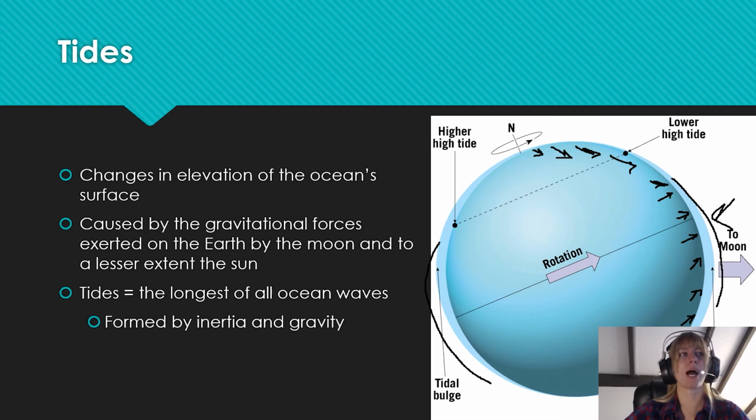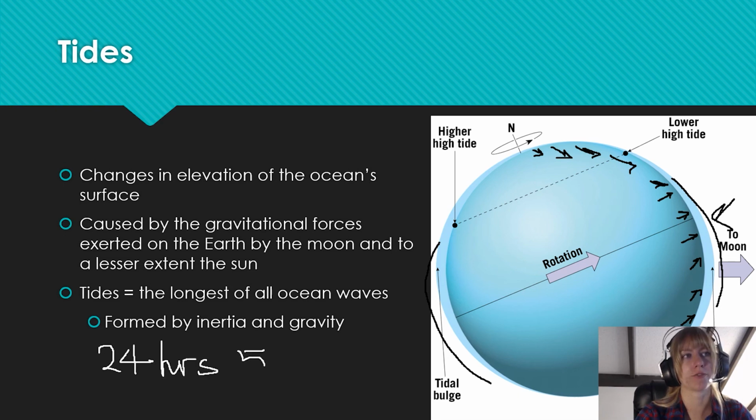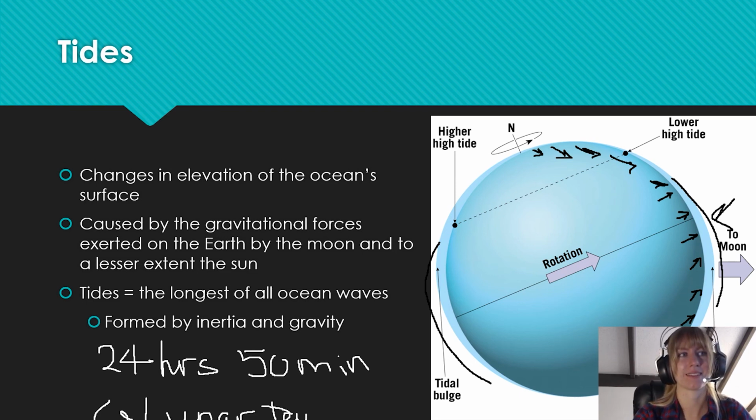And tides are generally 24 hours and 50 minutes long, which is, believe it or not, a lunar day. Fun fact, make sure you remember that. So therefore, tides occur later each day with 8 hours between each tide. And tides are the longest of all ocean waves, and they are formed by inertia and gravity.